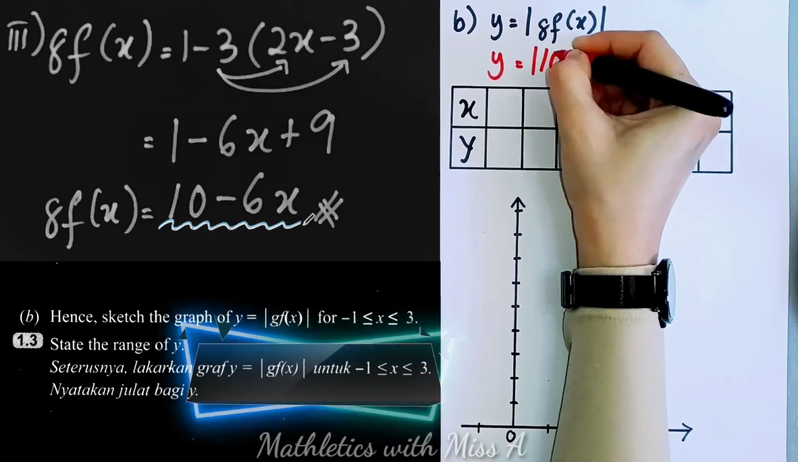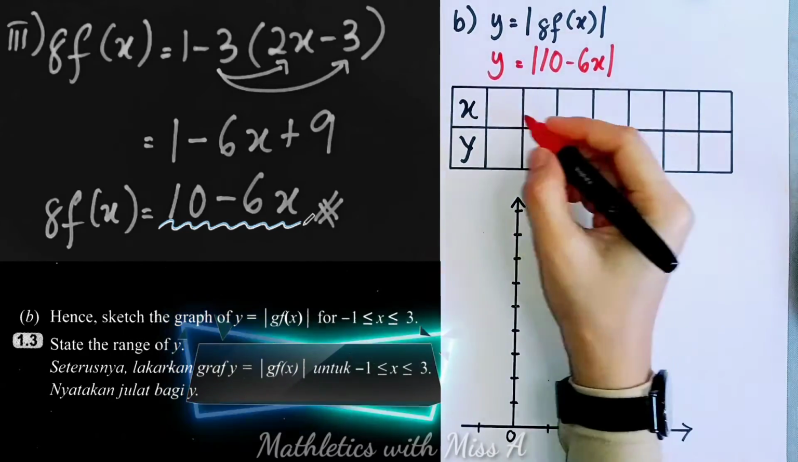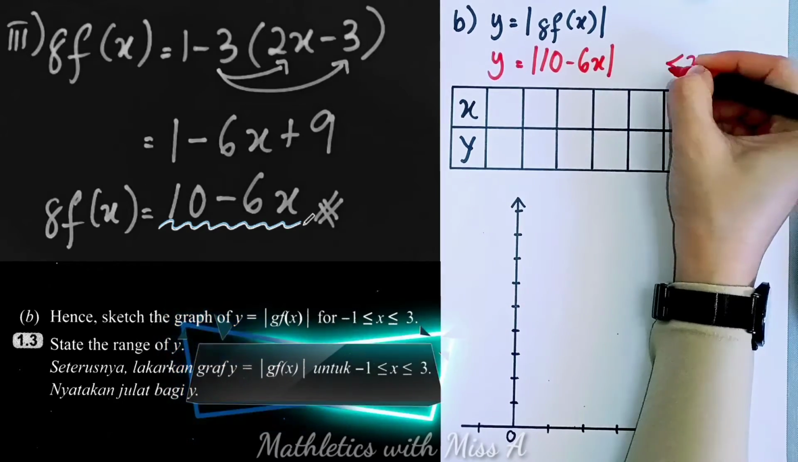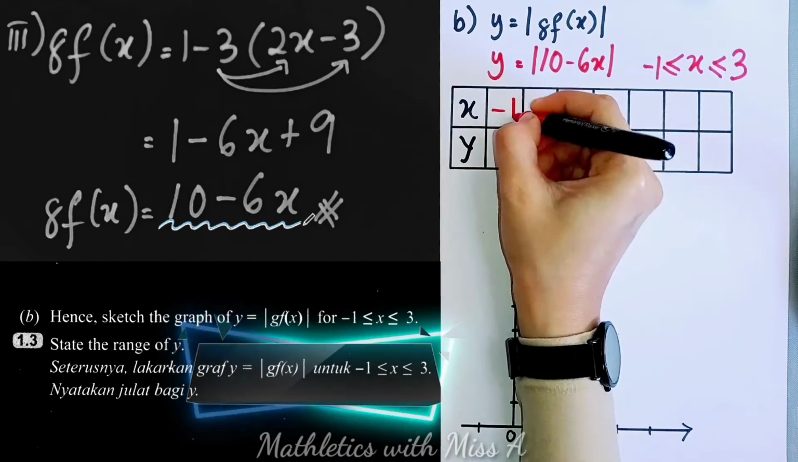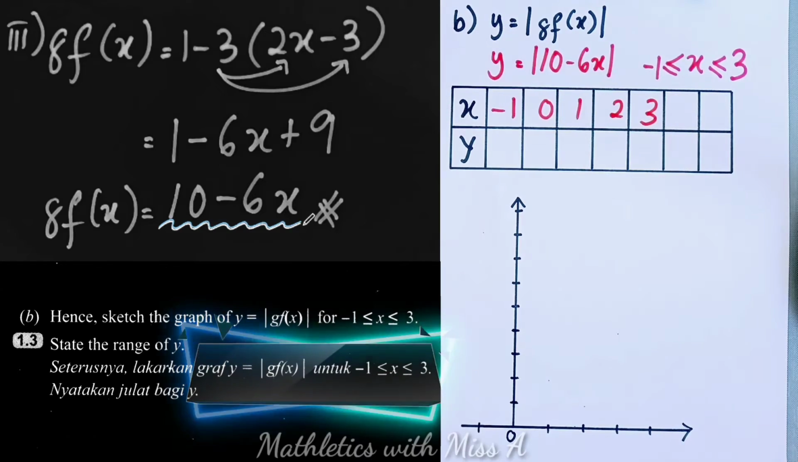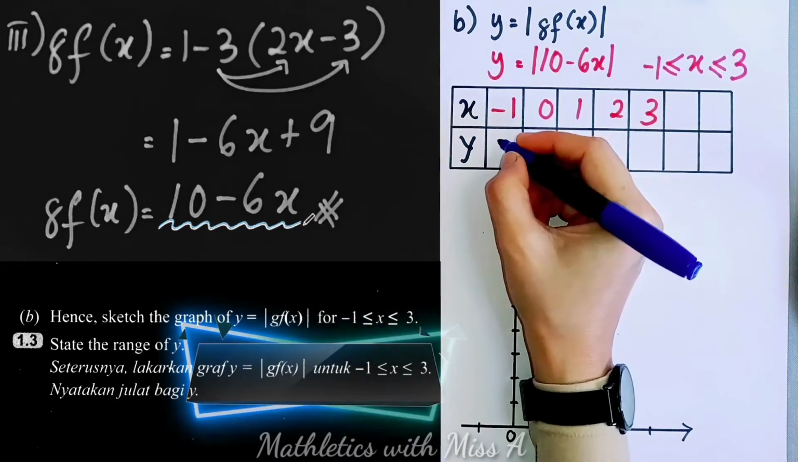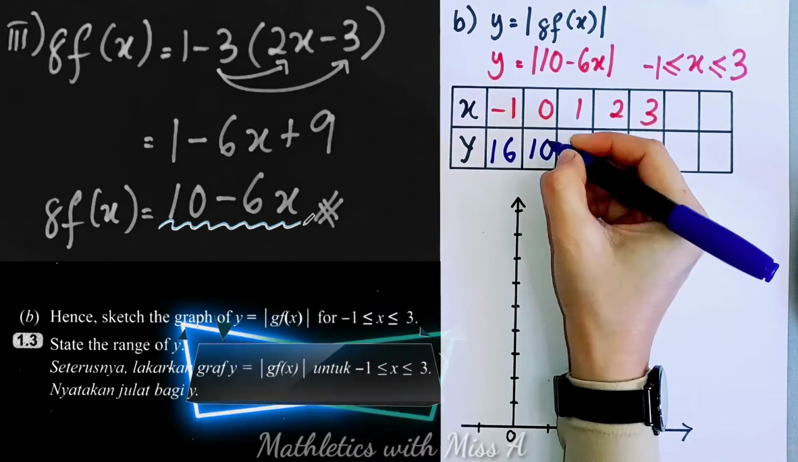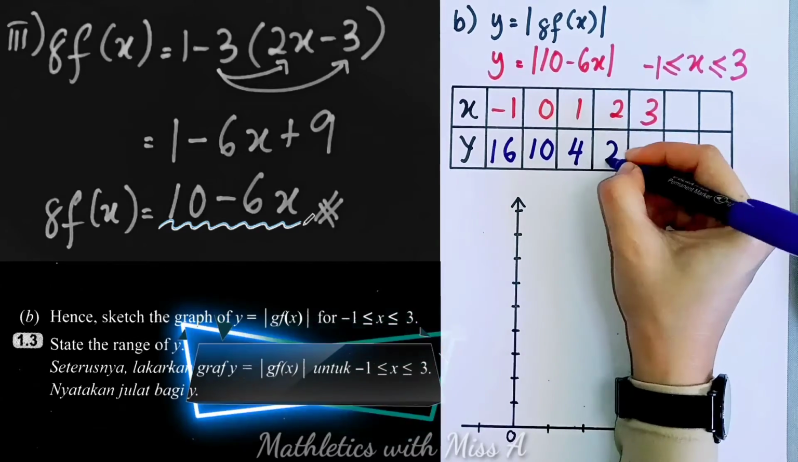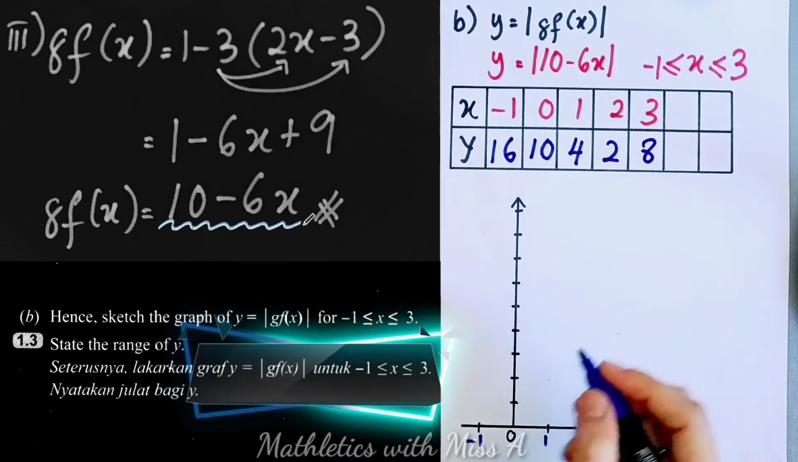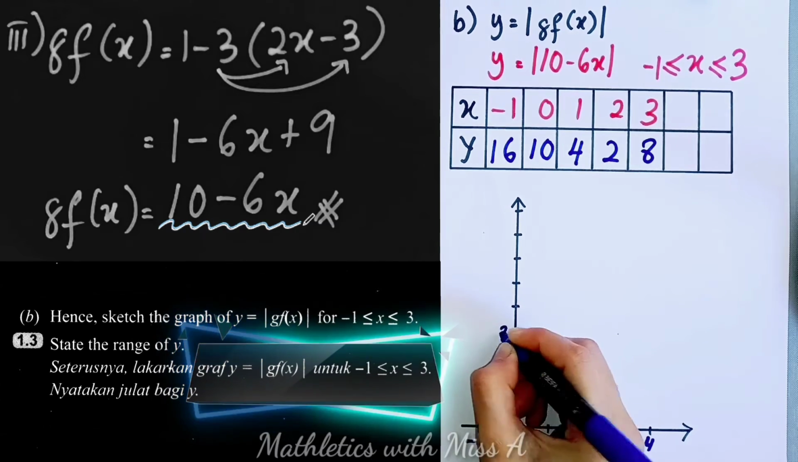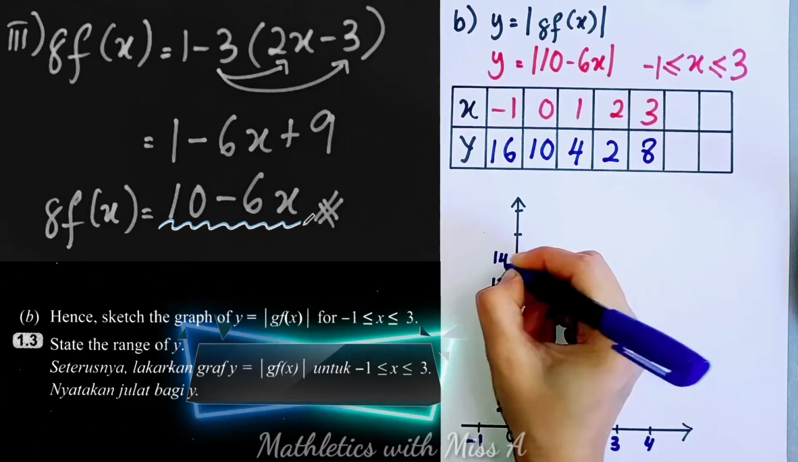Menggunakan jawapan gf(x) di A3. So y equals to absolute value 10 minus 6x. So julat x negative 1, 3. So masukkan nilai x negative 1, 0, 1, 2, 3. So dengan menggunakan fungsi di atas, mencari nilai y dengan menggunakan nilai x yang diberi, maka plotkan di dalam graf untuk nilai paksi x dan nilai paksi y.